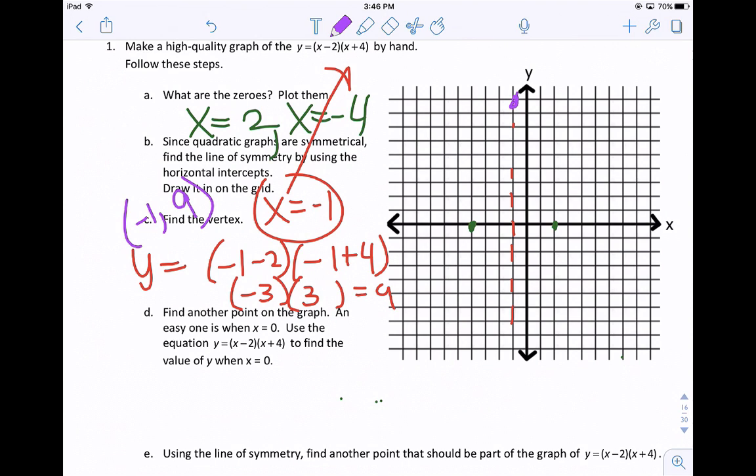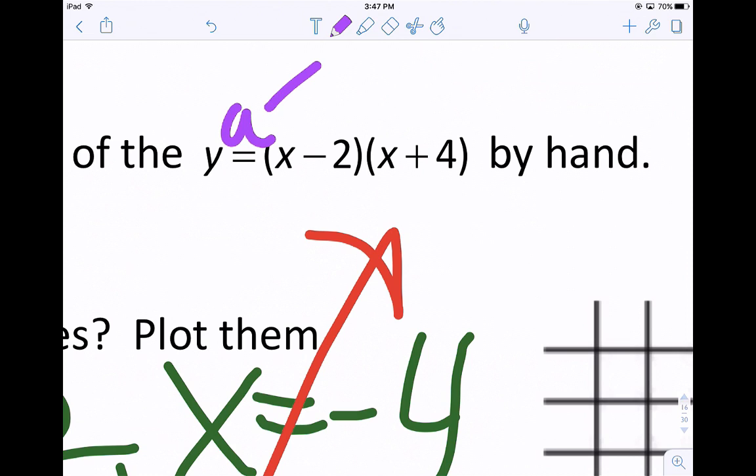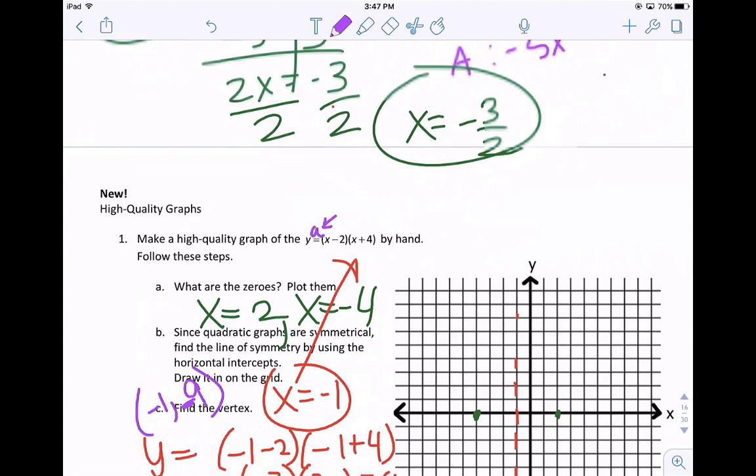Okay, and it says find another point on the graph. Let me double check this. Oh yeah, here, it should be negative 9. I was going to say this should be the other way. So this should be a negative 9. Sorry about that. Okay, so a negative 3 times 3 is negative 9, so it should go this way. Okay, so there is the vertex. And it should be right side up because our a value here is positive 1. We know it should be a smiley face graph, okay?